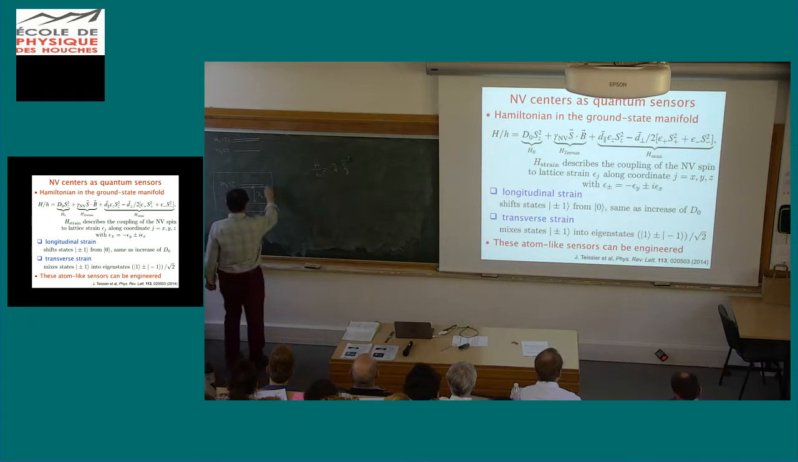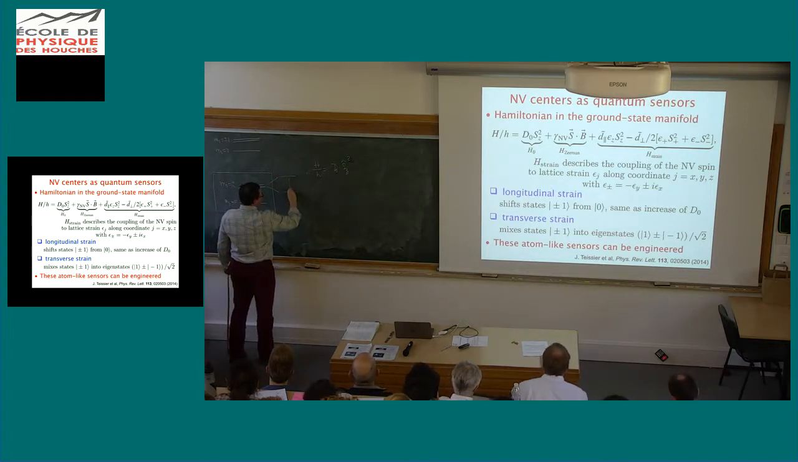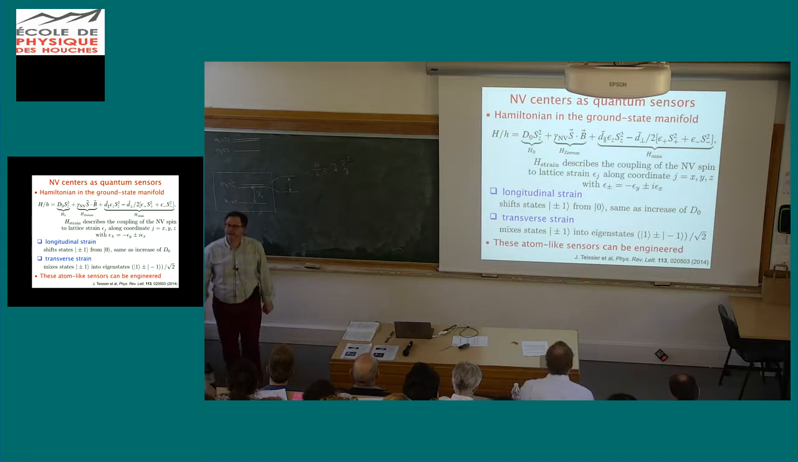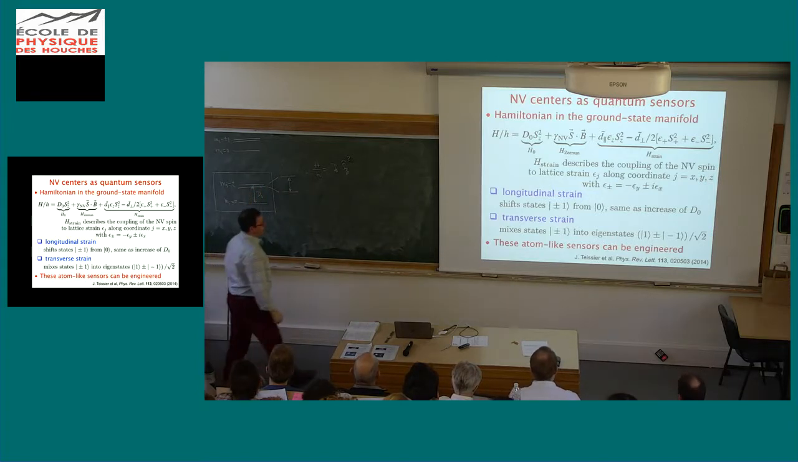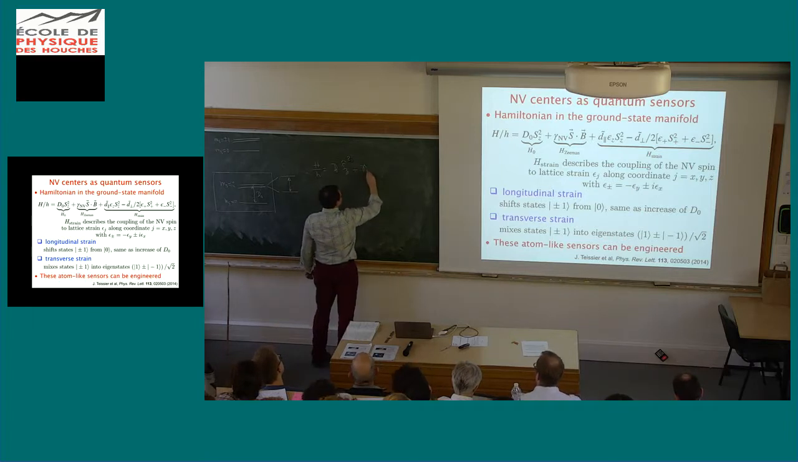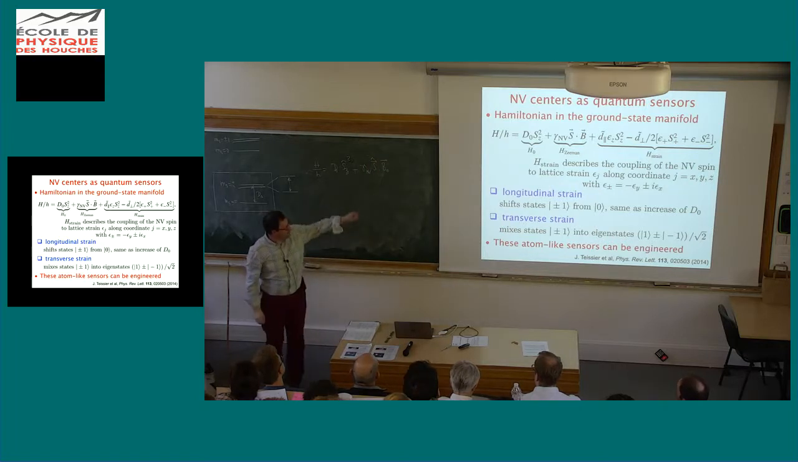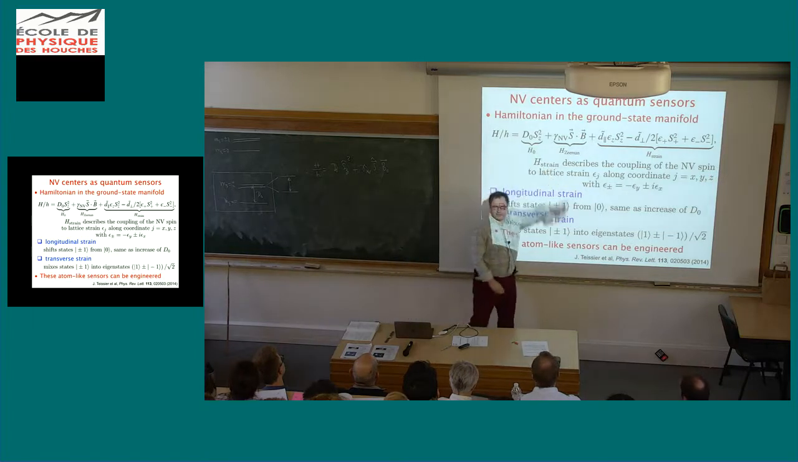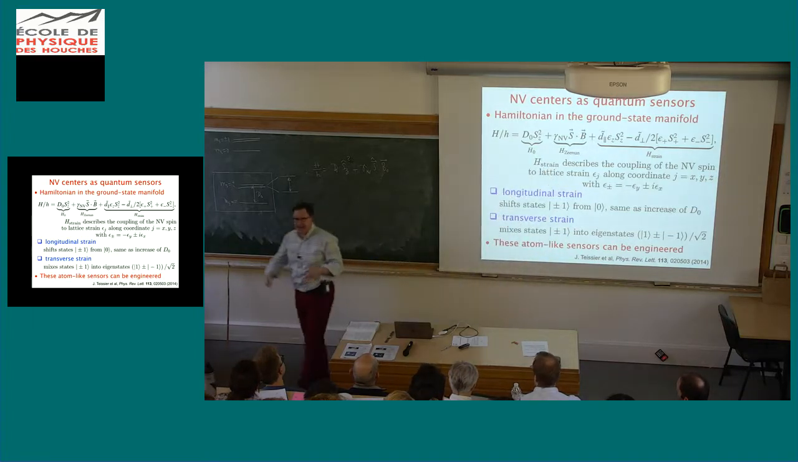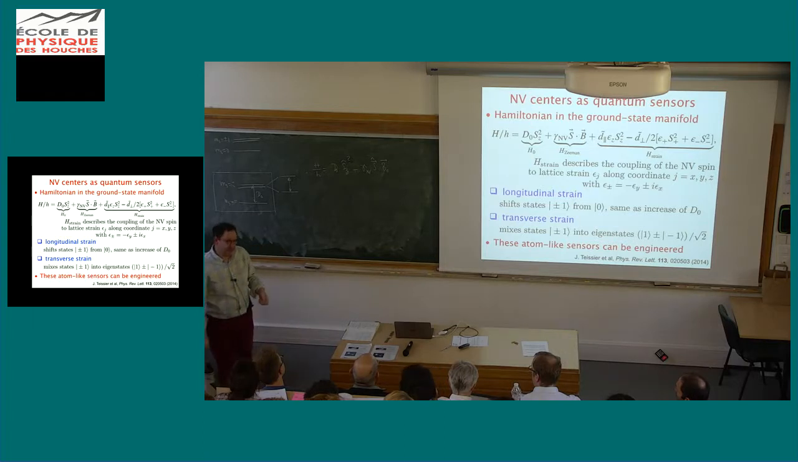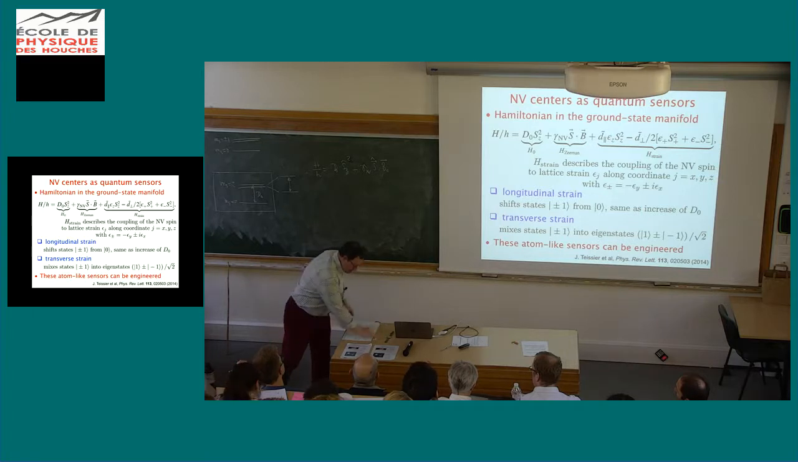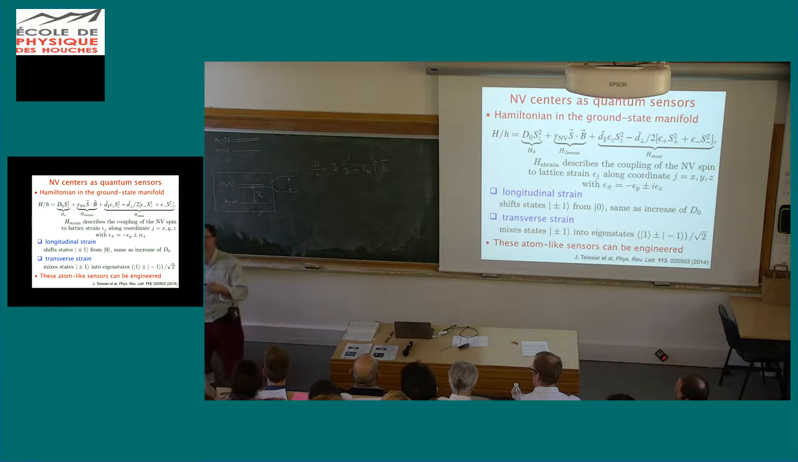If I now apply a magnetic field, by the Zeeman effect I will shift these two levels, and this is my second term: the gyromagnetic factor, the spin, and the applied magnetic field. So this is the Zeeman term that I wrote here. But I can do other things also. The defect is in the lattice, so I can play with strain on the lattice. Different types of strain will have different consequences on the level structure.